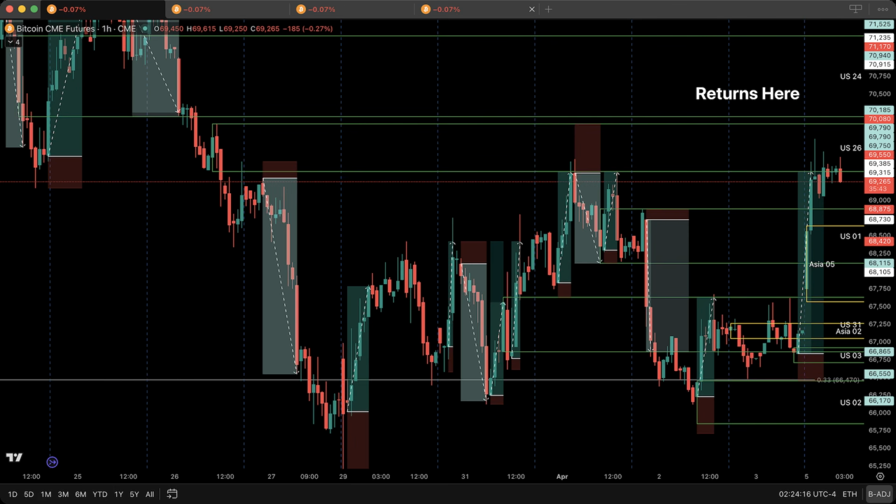Then price moves again. It moves lower. But the move does not extend freely. It reconnects with another boundary. It tests the lower boundary of the March 26th U.S. session box. So the sequence continues. Formation inside structure. Movement across structure. Return to structure. Again and again.